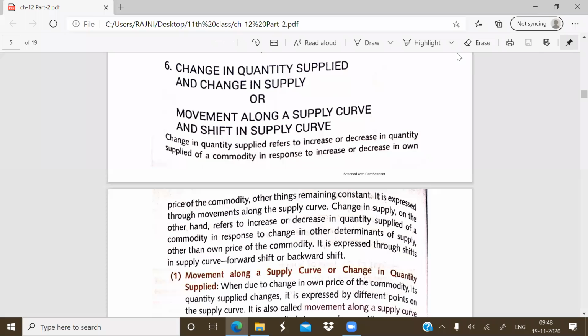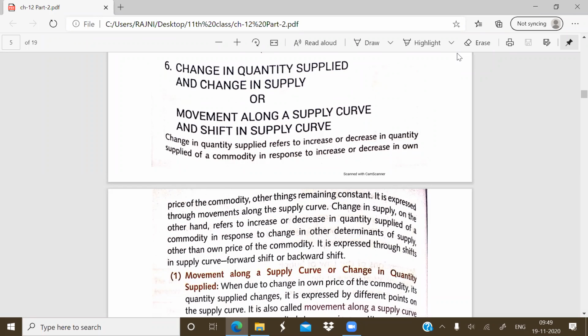Today we will discuss the next topic of chapter number 11. The topic is the changes in quantity supplied or the supply, which we can also call the movement along a supply curve and shift in a supply curve. It means that changes in the determinants of supply can affect the supply curve in terms of either movement or shifting.